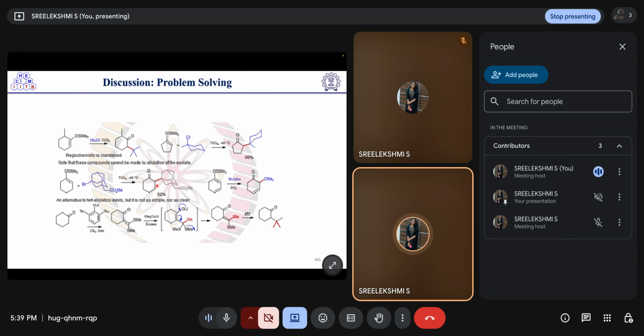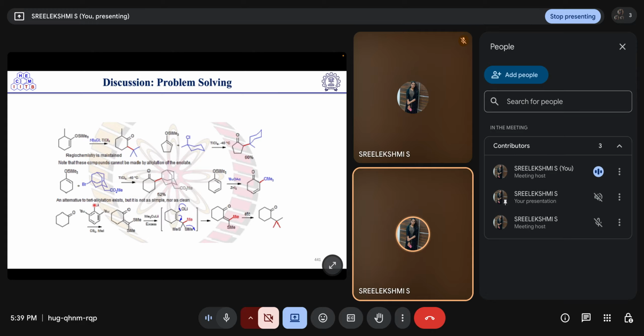Now, these are some of the examples for that, where these enol silanes are cleaved using this tertiary butyl chloride and TiCl4, where this regiochemistry is maintained, and this tertiary butyl chloride is used for this alkylation also. So here also same thing. This alkylation is happening using this titanium tetrachloride. Here also this alkylation is happening at this position. Same thing is happening here also. This position, this alkylation, and here an alternative to tertiary alkylation exists, but it is not as simple nor as clean.